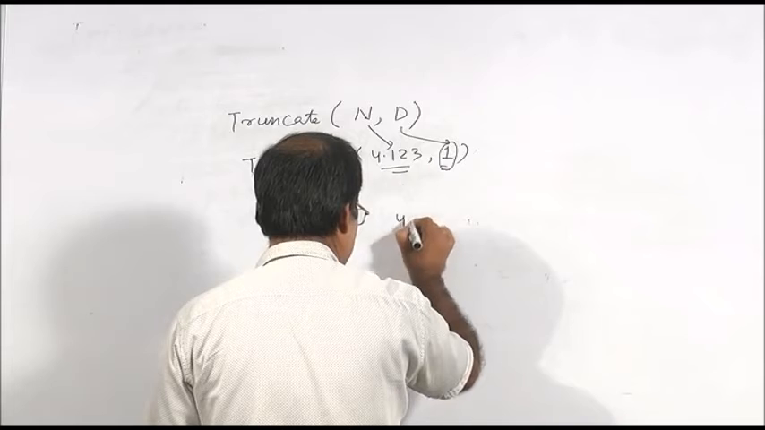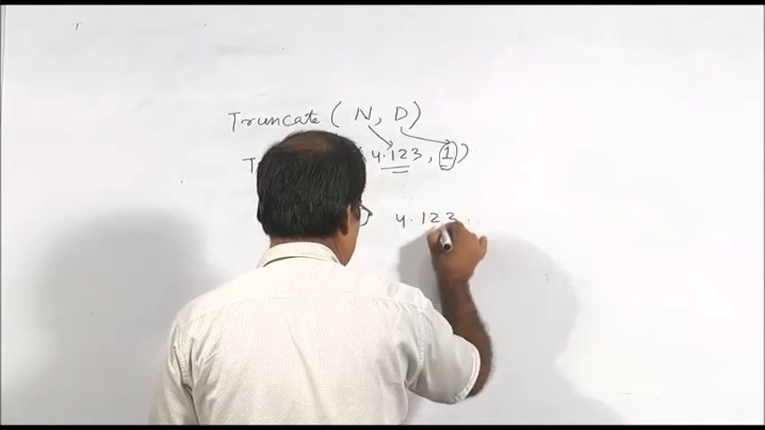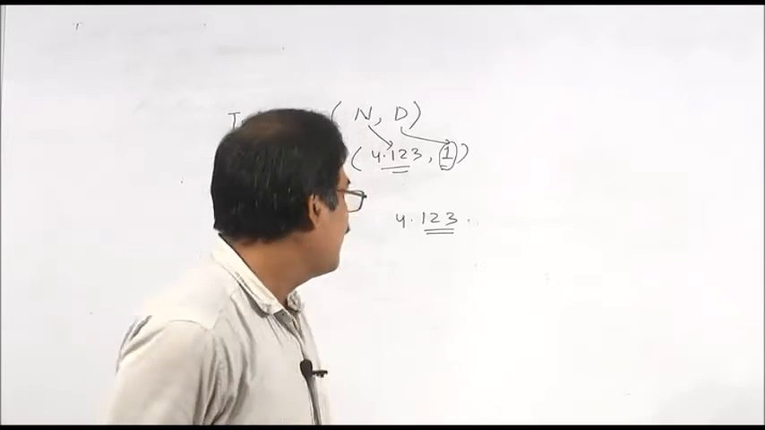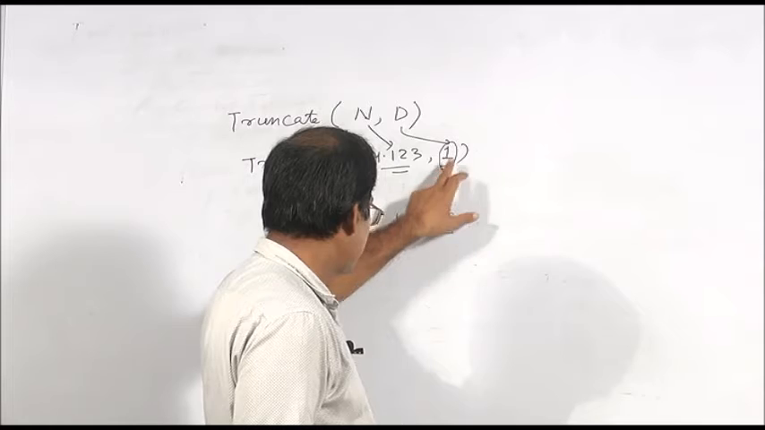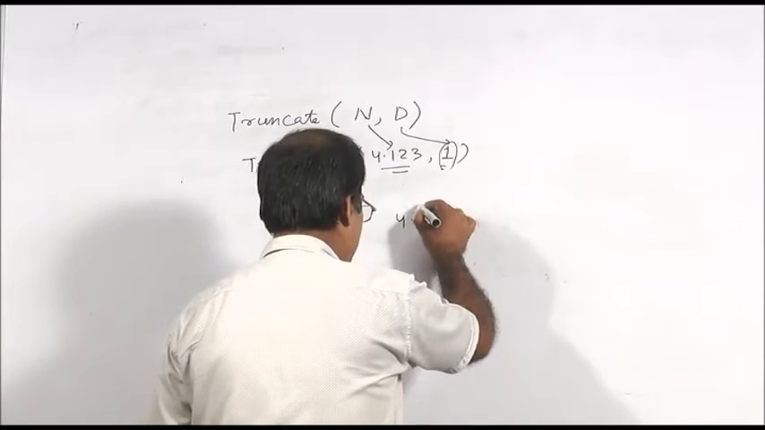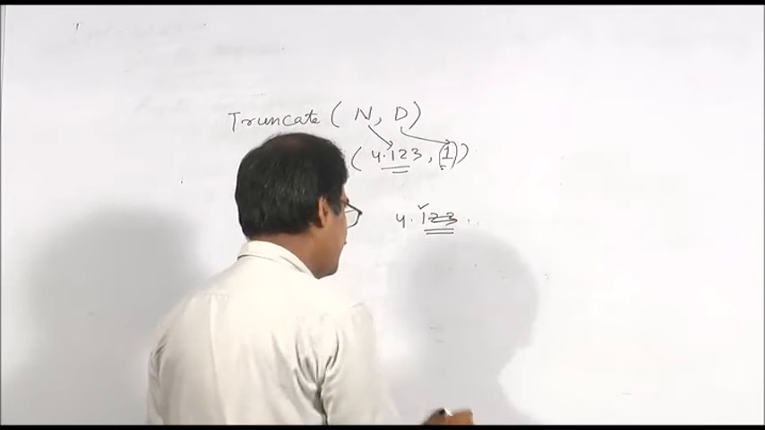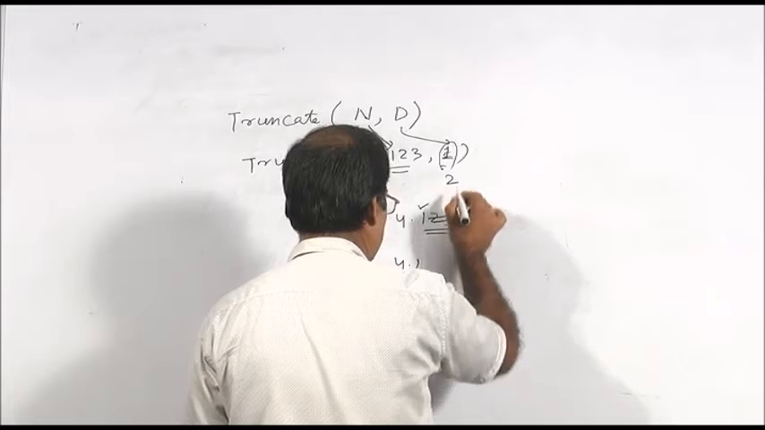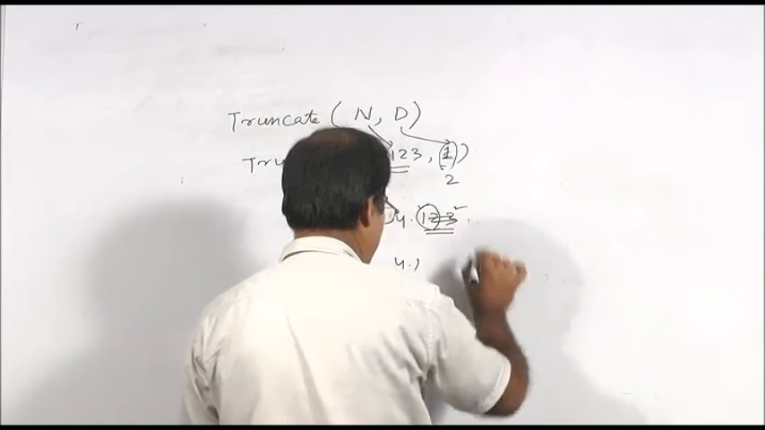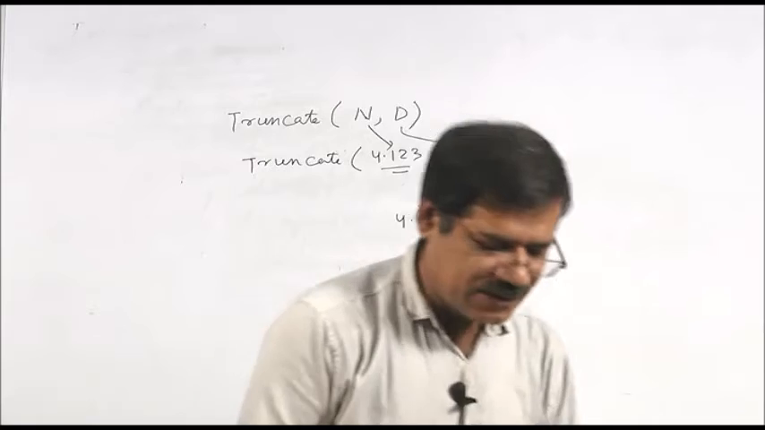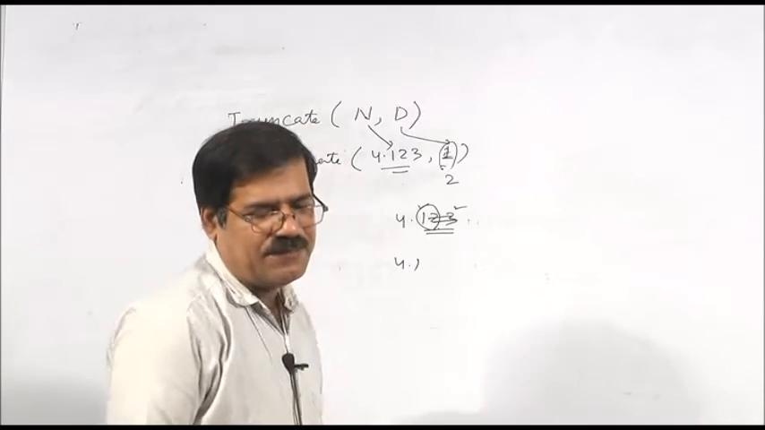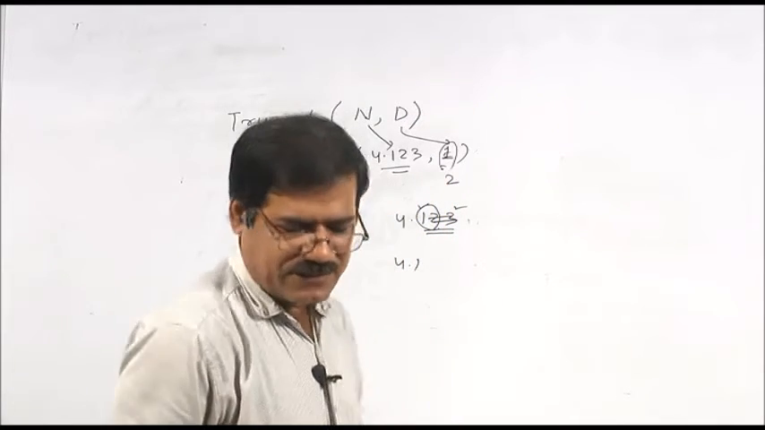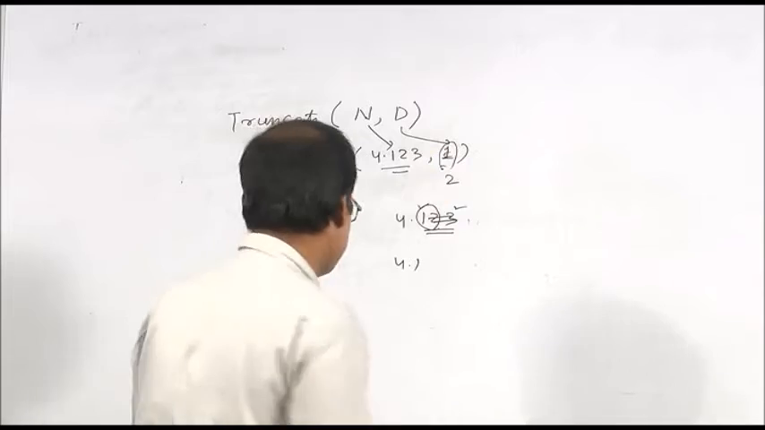Your decimal number is 4.123. How many digits are after the decimal point? There are 3 digits: 1, 2, 3. Truncate 1 means one digit after the decimal point is kept and the others are removed, so your output will be 4.1. If the value is 2 in place of 1, then 2 digits are kept and the 3 is removed. So this is the concept of truncate: a number truncated to certain decimal places, and the place value is given here.